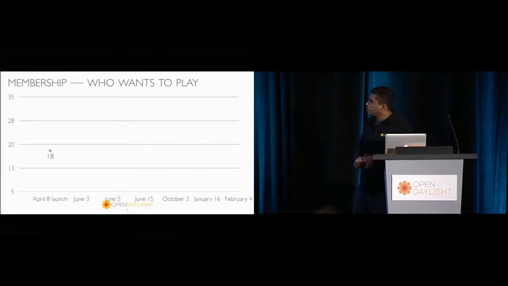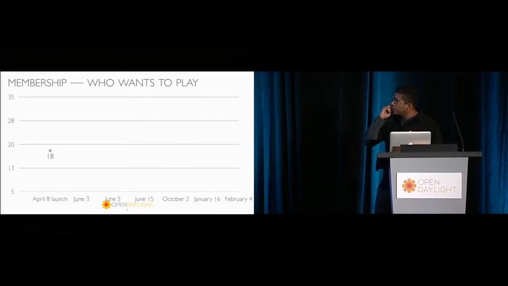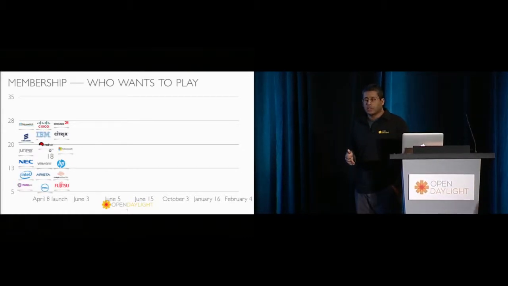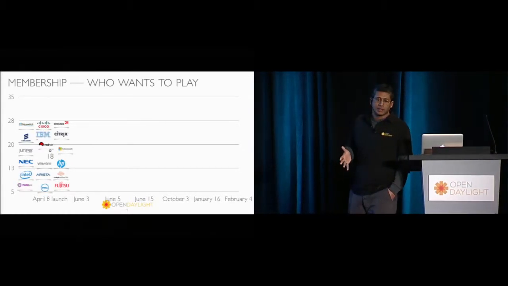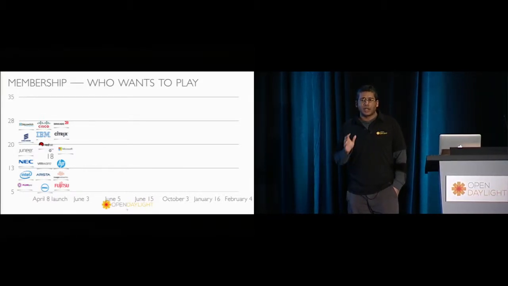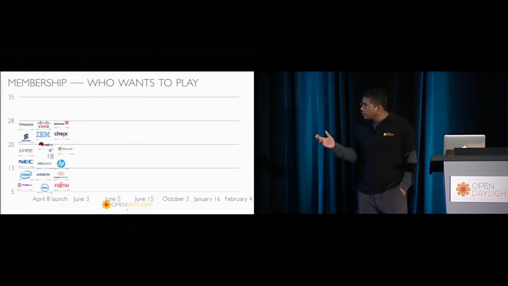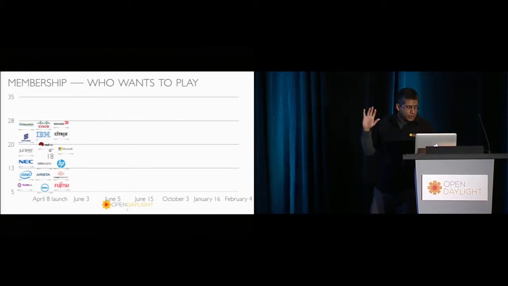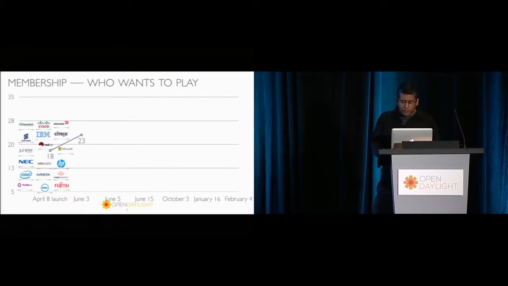So we launched on April 8th, 2013. And astoundingly, we had 18 members at launch. I remember that when we started OpenDaylight, we said, okay, if we get 3, we'll be happy and we'll go ahead and launch. Let's try to get at least 3. And it turns out that we were able to launch with 18 members, a mix of platinum, gold, and silver members. And soon after that, it didn't stop.